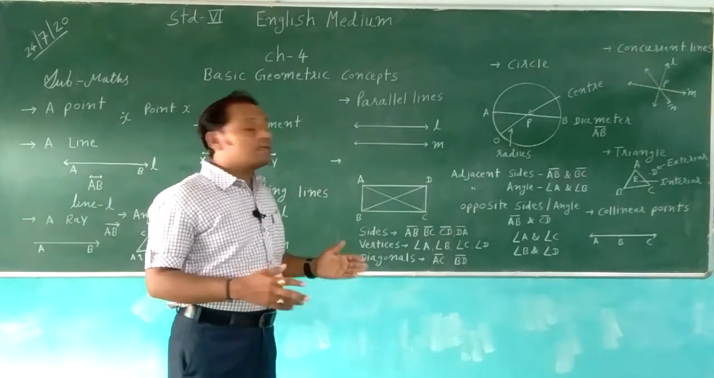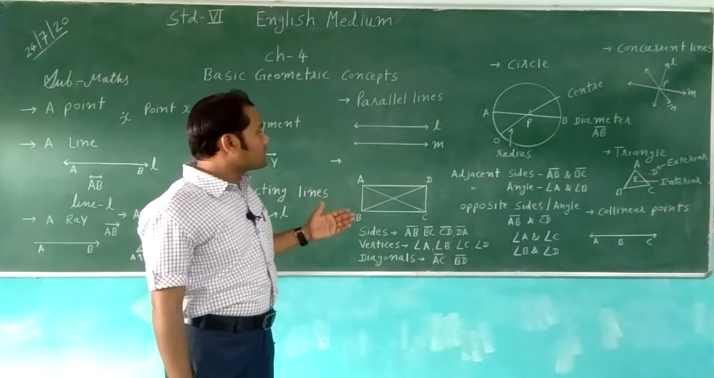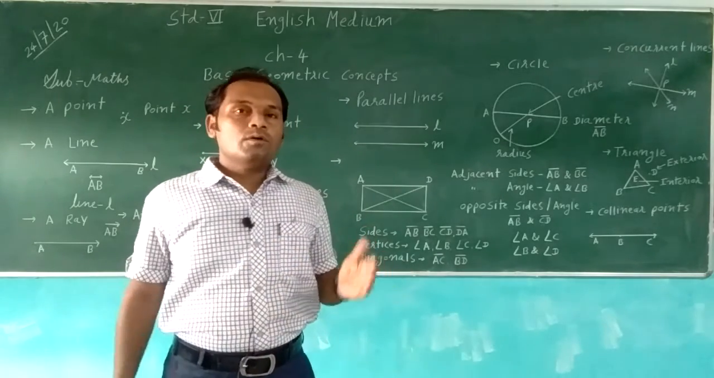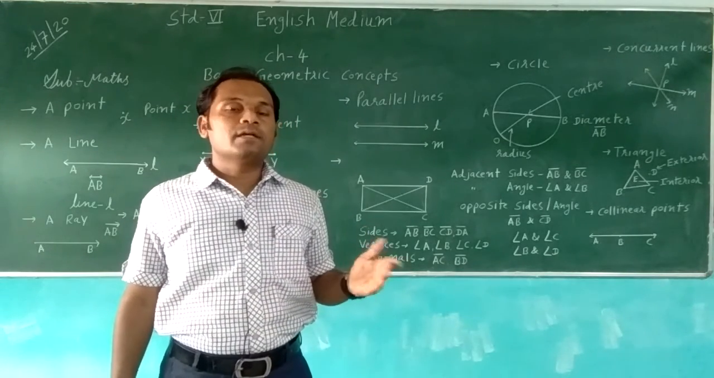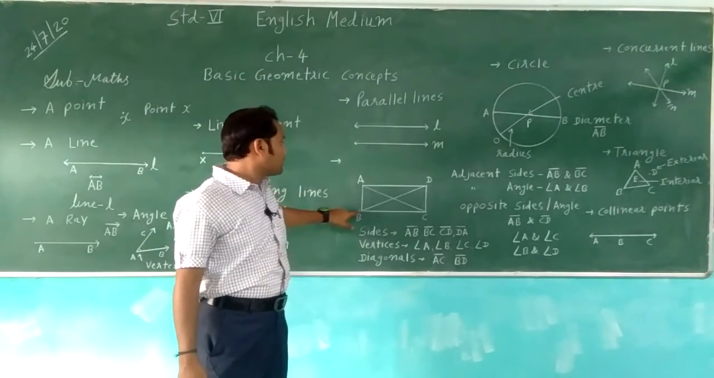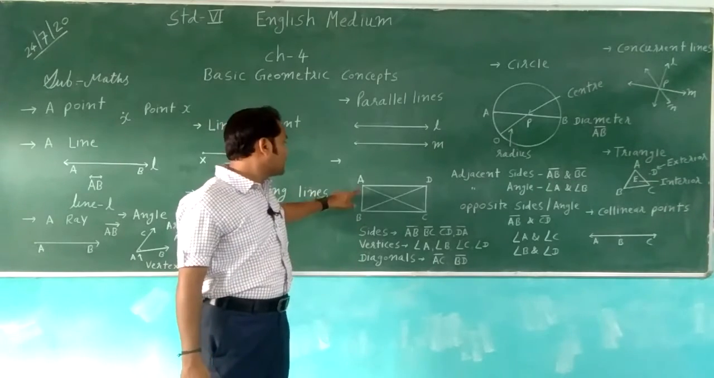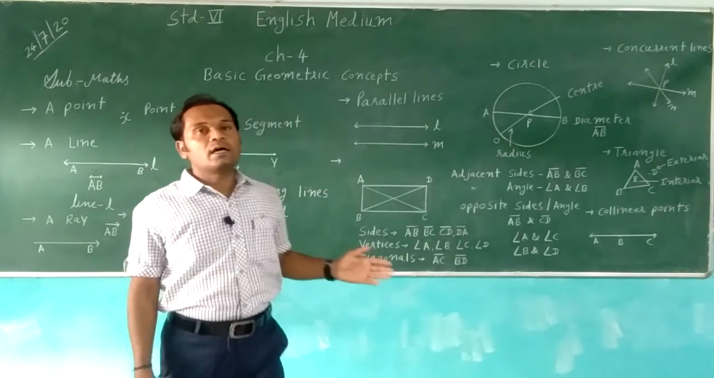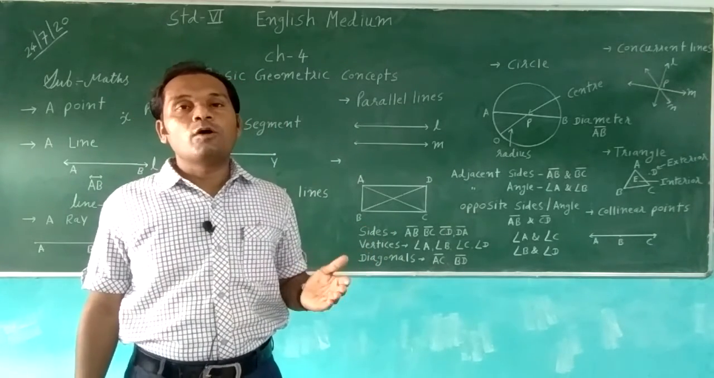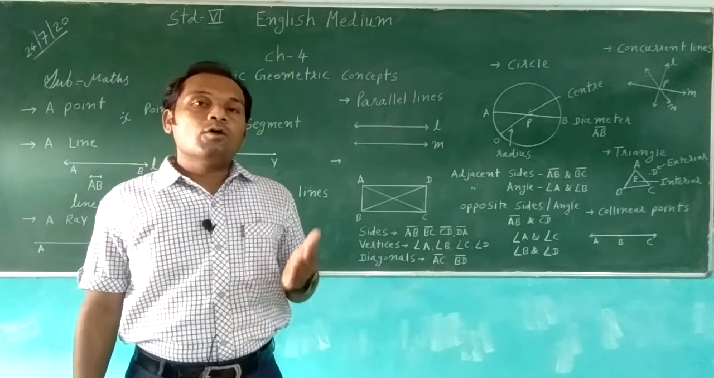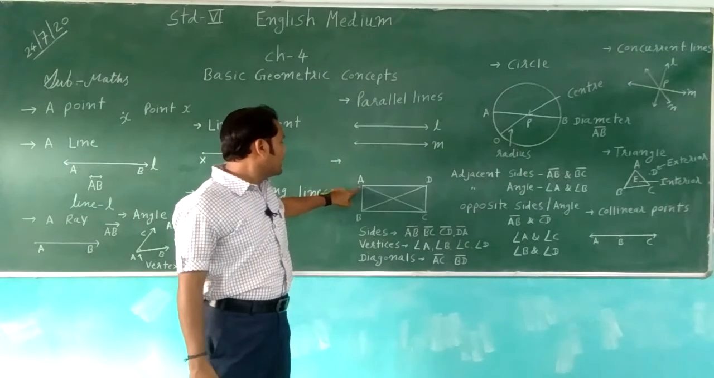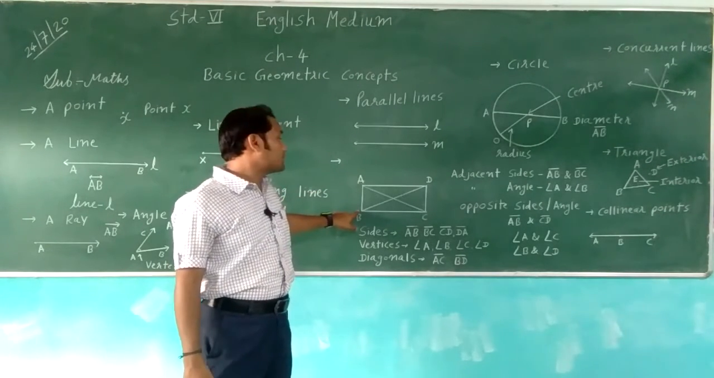Next, adjacent angles. Adjacent angles means the angles which are on the two ends of a line segment. Angle A and angle B are called adjacent angles. Angle A and angle B are both at the endpoints of one line segment. Angles which form at the ends of one line segment are called adjacent angles. So angle A and angle B are called adjacent angles.